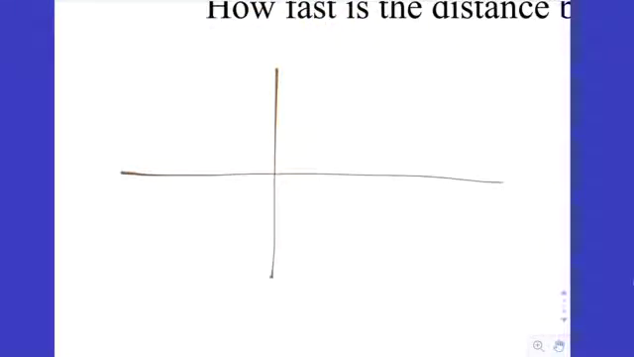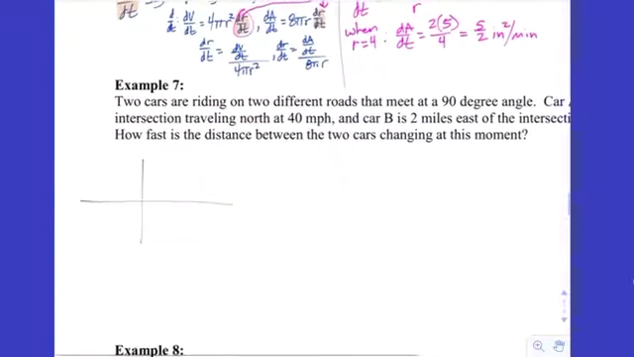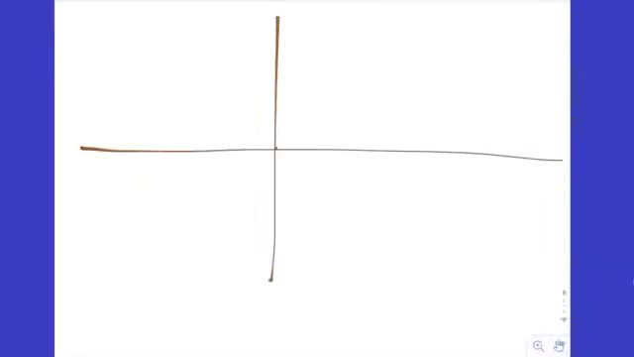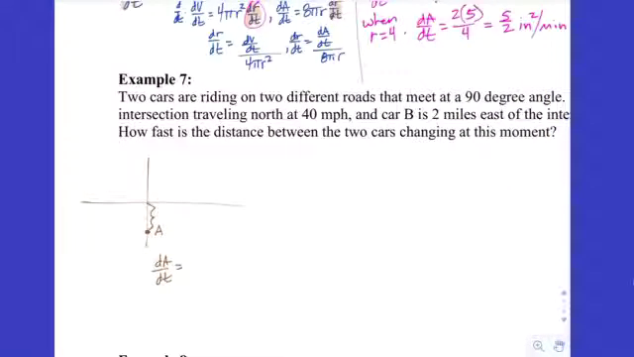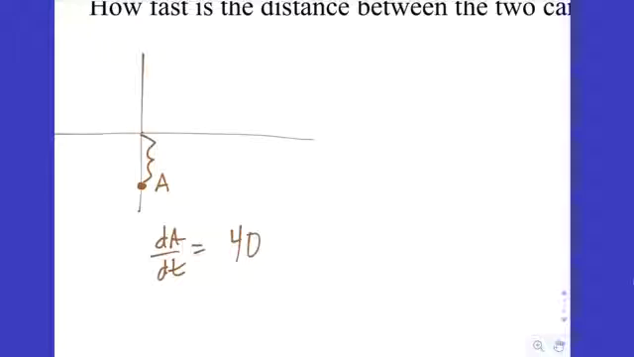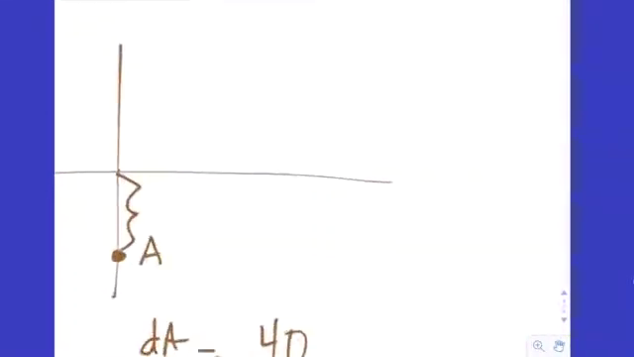We have 2 roads that are intersecting at 90-degree angles. Car A is 3 miles south. So I'll just let A represent the distance that car A is from the intersection. It's 3 miles south, traveling north. So that's dA/dt, its rate of change, 40 miles per hour. Okay, that's cool. Car B is 2 miles east of the intersection.